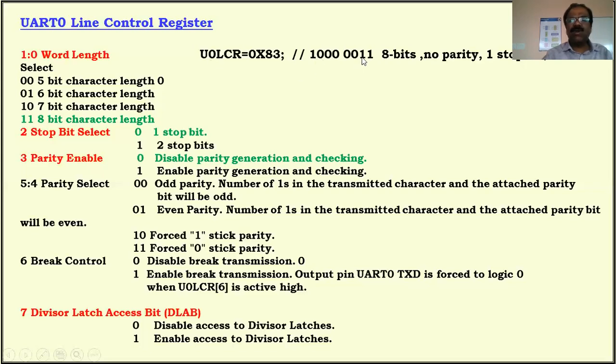What is the hexadecimal equivalent of this? This is nothing but 8, and this is 3. So 83, 0x83. 0x stands for hexadecimal. So this is the statement. Once you execute this particular statement, it is going to configure UART 0 to transmit or receive 8 bits, no parity, one stop bit, and DLAB equal to 1. That means you can access the DLL and DLM registers. That's the meaning of this. Okay, I think you understood this particular step now.